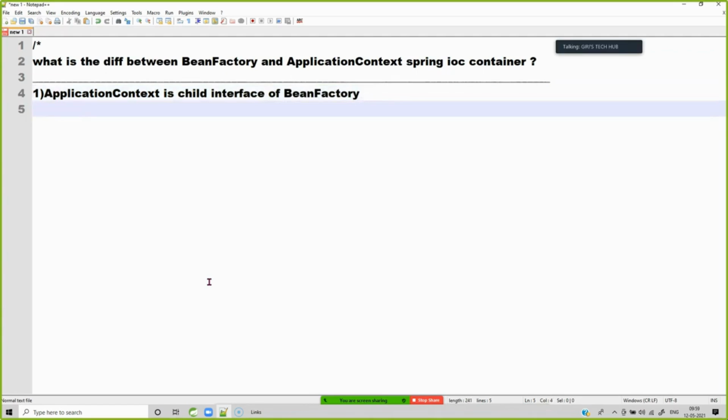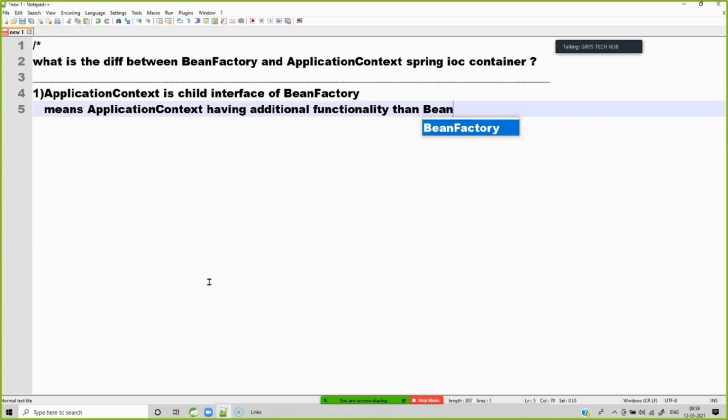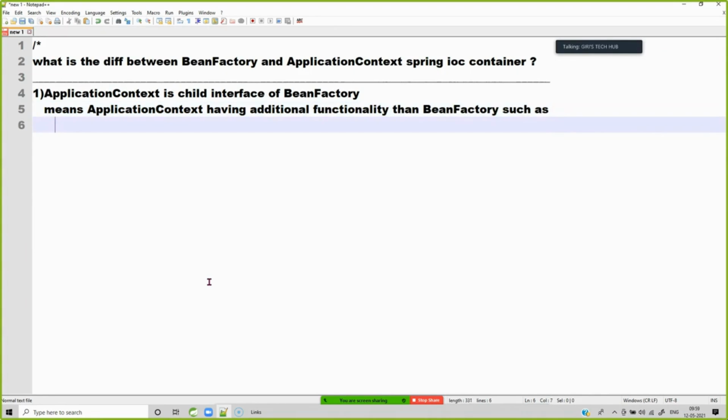Application context is a child interface of bean factory. That means application context has additional functionality than bean factory, such as integration with Spring AOP. What Spring AOP is, we will see ahead.